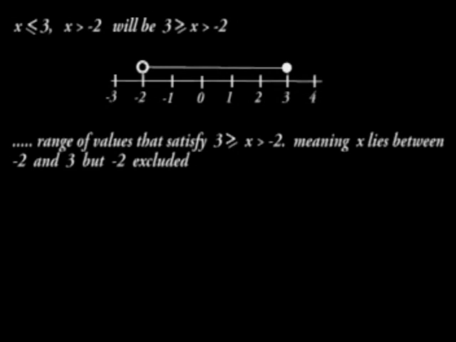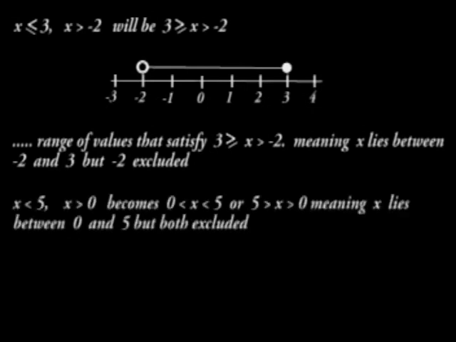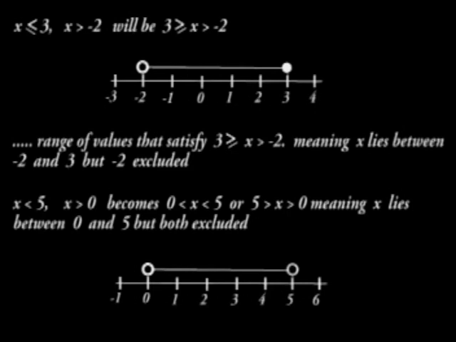x is less than 5 and x is greater than 0 becomes 0 is less than x, which is less than 5, or 5 is greater than x, which is greater than 0, meaning x lies between 0 and 5, but 0 and 5 excluded.